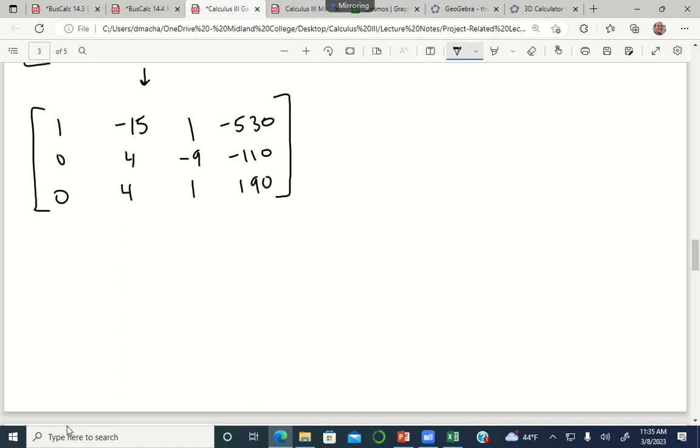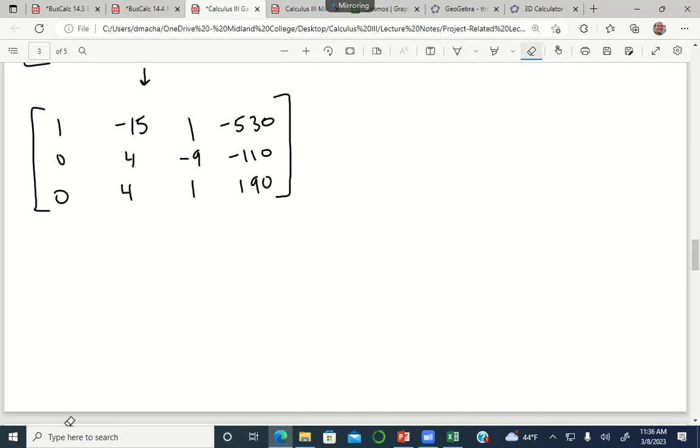Again, the difficult part here is I'm trying to make this into a 1. And ideally I would like to do this without having to resort to fractions, but that just might be the way that we have to go for this. It's the old fractions. Okay, so then I'm going to go ahead and divide the second row by 4, and we're going to have to deal with some nasty fractions.